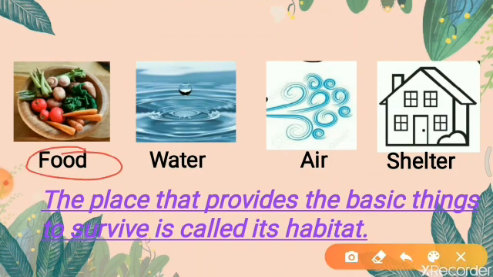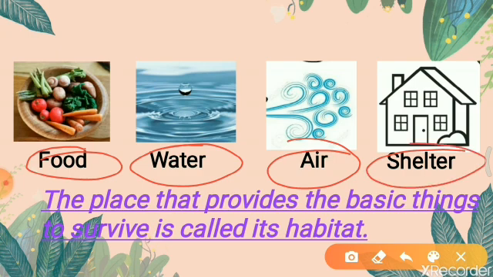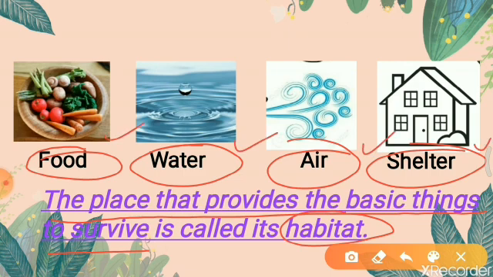Number one is food, water, air, shelter, and the place that provides the basic things to survive is called its habitat. So what is habitat? The place that provides the basic things like food, water, air, and shelter to survive is called its habitat.